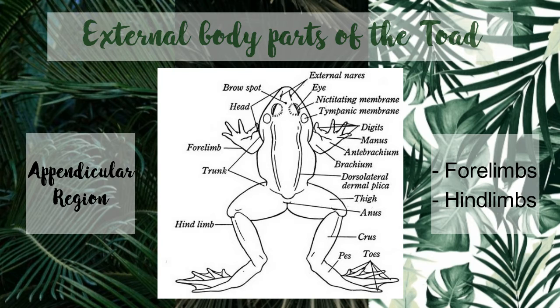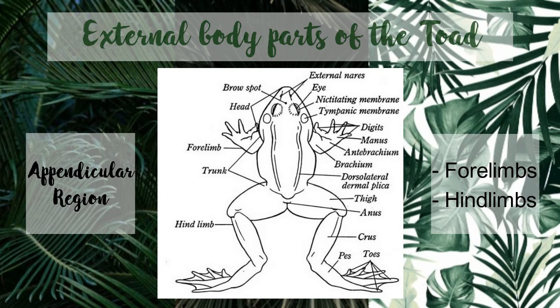The forelimbs are the anterior appendages of the frog and are composed of the upper arm or the brachium, the middle forearm or the antebrachium, the carpus or wrist, the hand of the frog or the manus, the fingers or digits that are 4 in number, and the prepollux or finger.